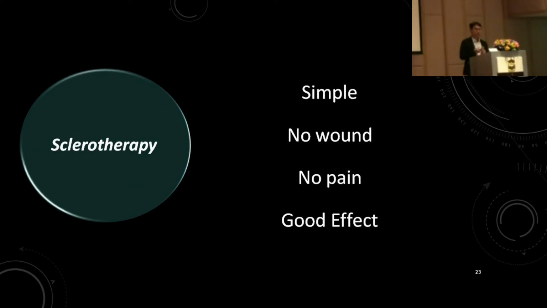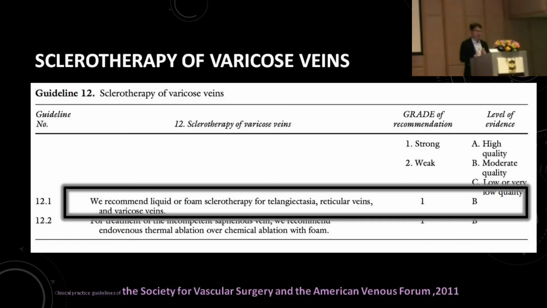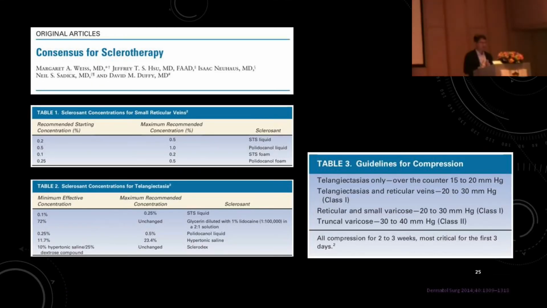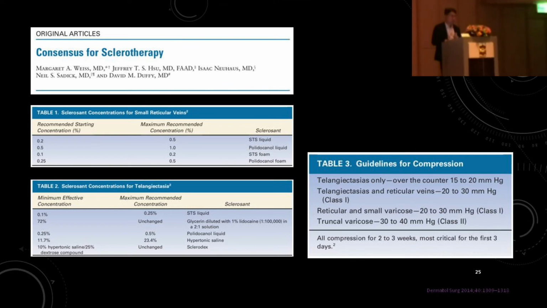The next is sclerotherapy. It's very simple, without wound or pain, with good effect. According to the guideline here, we recommend that liquid or foam sclerotherapy is good for telangiectasias, reticular veins, or varicose veins with 1B level of evidence. So this is the consensus for sclerotherapy. It's from dermatologic surgery.